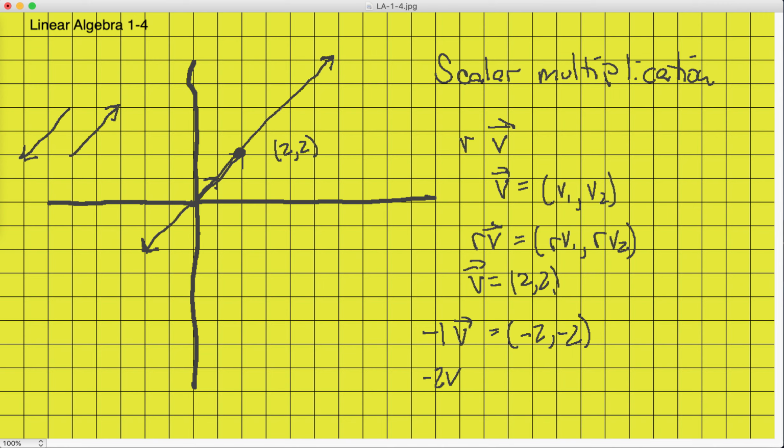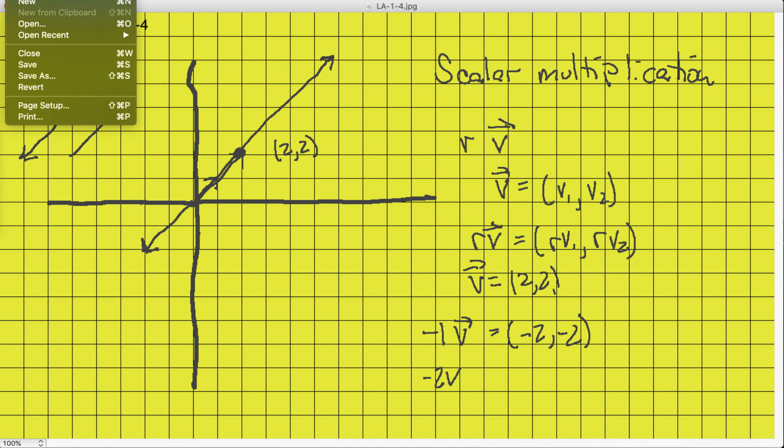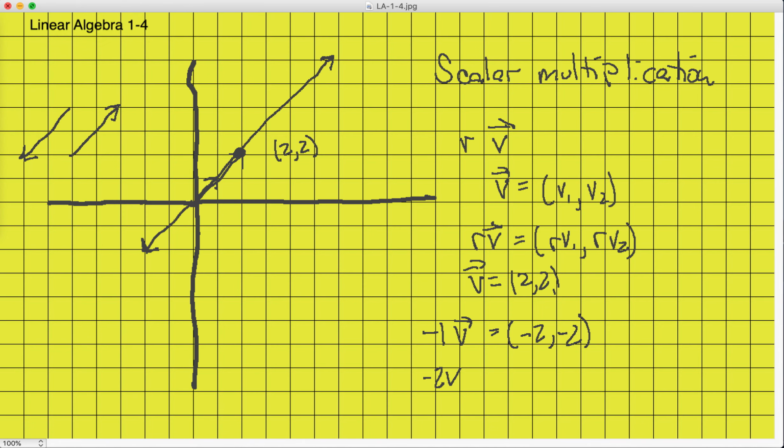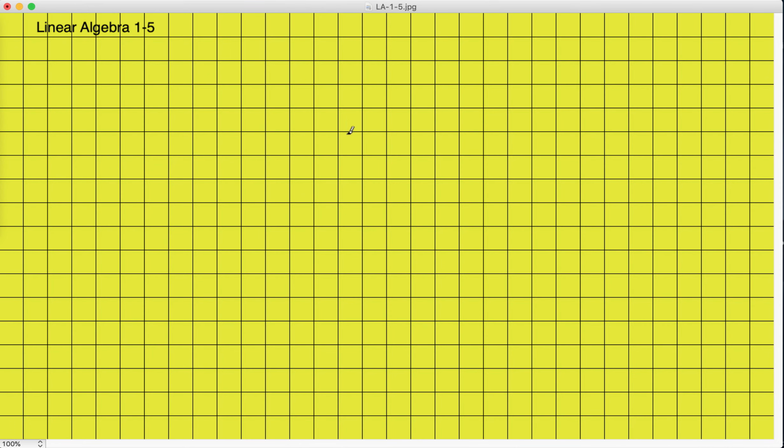So this just brings up one final point that I would like to make in this particular video, and that looks like the following. Suppose here's my coordinate axes.